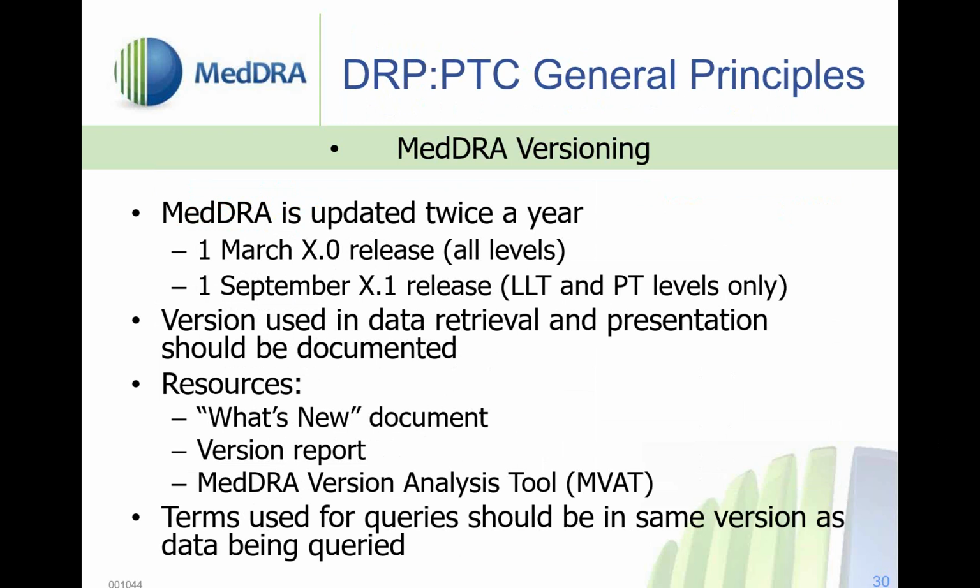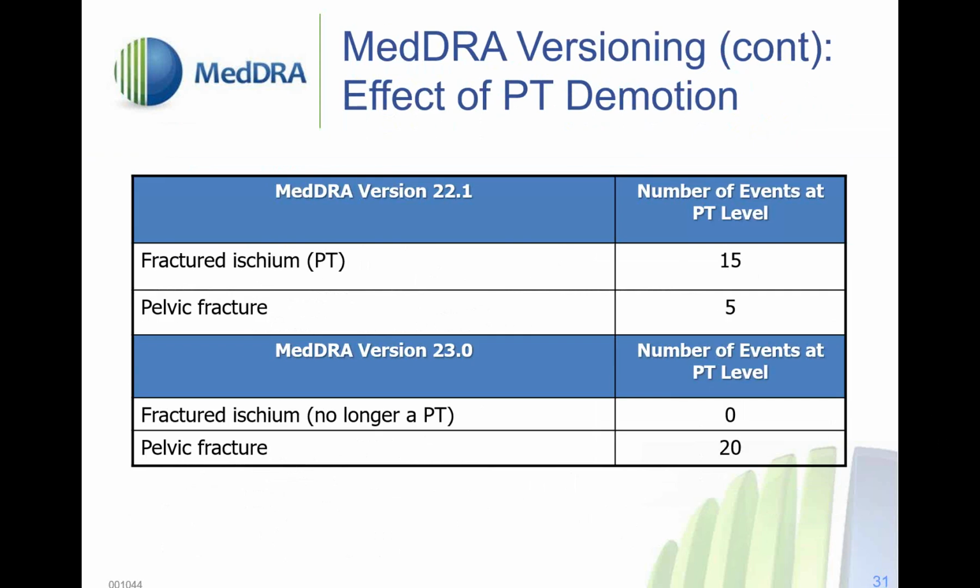So let's talk a little bit about an example of the impact of versioning on your data when you're reviewing your data. So in MedDRA version 22.1, there were two separate preferred terms, one for pelvic fracture and one for fractured ischium. And a user submitted a request to us and said that, I don't think this is correct. So the end user suggested that the ischium is part of the pelvic. So why is it a separate preferred term? And the user was absolutely correct. So the medical team did the review and they made the decision that the fractured ischium is in fact part of the pelvic. So it was demoted to an LLT level from a preferred term and subsumed under the pelvic fracture.